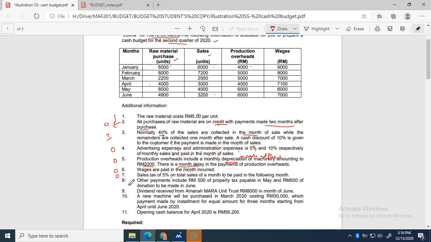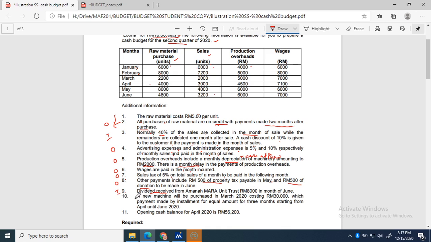Okay. Number 8, other payments include 500 of property tax payable. So also outflow. There are 2 property taxes, and this one is in May. Another one in June is 500 donation. Both are cash outflow. Number 9, dividend received. So received, I mean you receive, so cash inflow, in June 8,000.